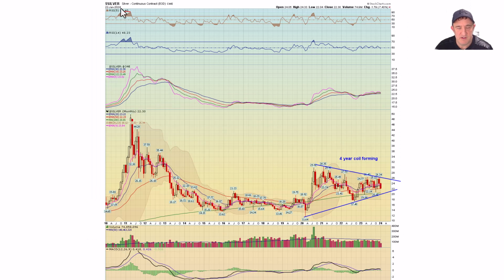Chart 57, silver. This is the monthly chart. You can see so far for the month it's down almost 7.5%. Otherwise, longer term, it's in this big 4-year coil pattern.